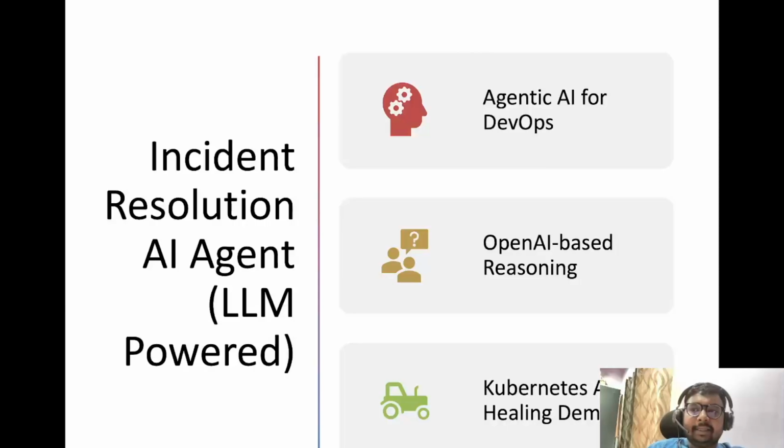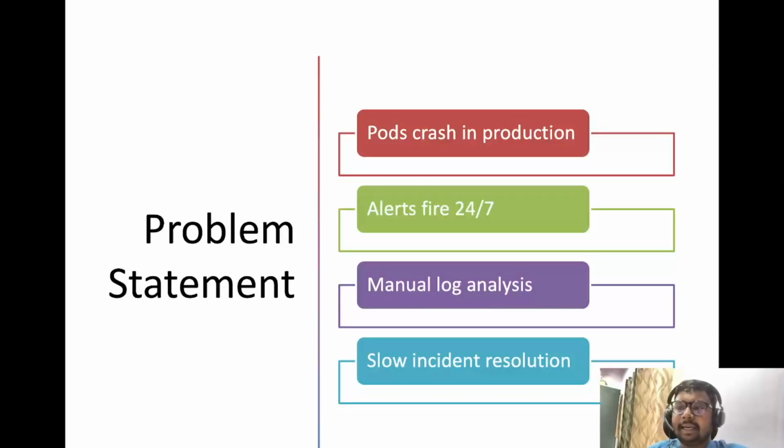So every DevOps engineer knows the pain. A pod crashes at night, alerts start firing, and someone has to wake up, check logs, decide what to do, and fix it manually. But what if an AI agent could read the alert, analyze logs, decide the fix, and resolve the incident automatically? In this video, I will show you a real incident resolution AI agent using an LLM running against Kubernetes.